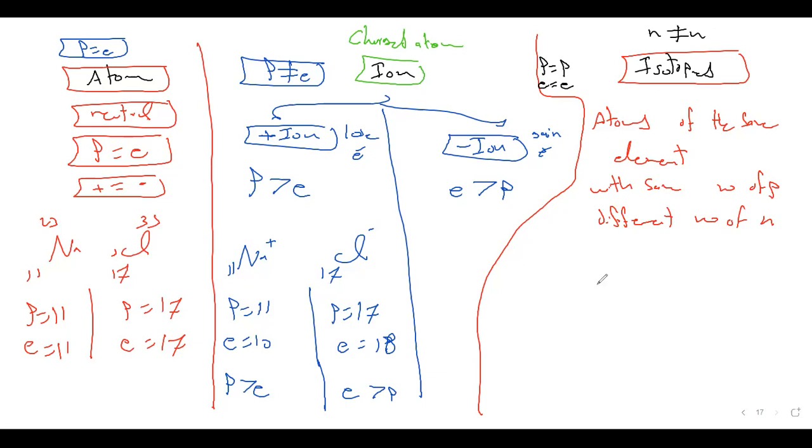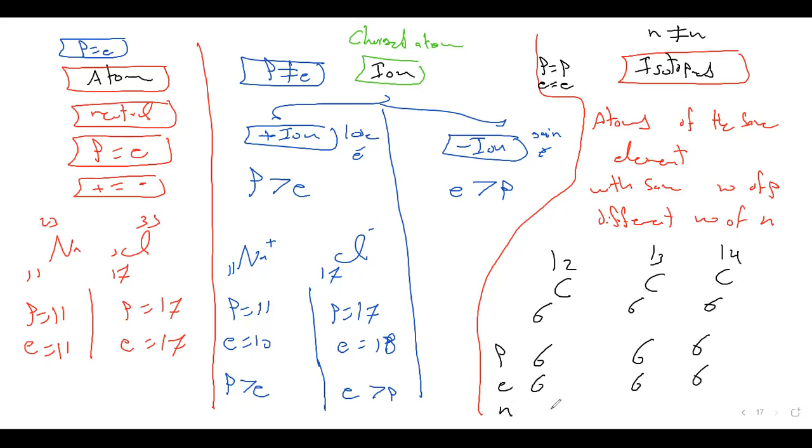For example, if you have C-12, C-13, C-14, protons are 6 for all, electrons are 6 for all. Neutrons is the difference: 6, 7, 8. So in isotopes, atoms of the same element, all of them are carbon, with the same number of protons and a different number of neutrons, or the same atomic number and a different mass number.